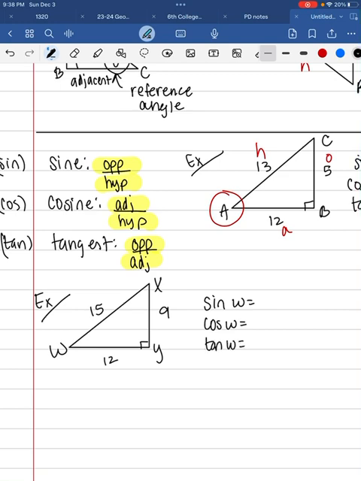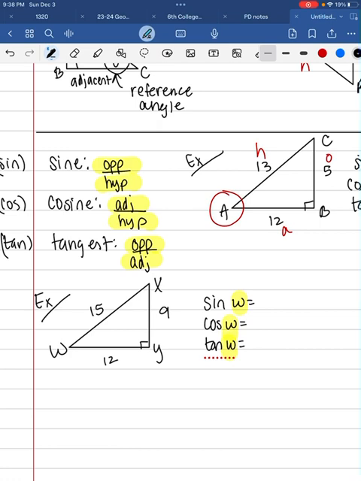Remember, your reference angle is in the question, so your reference angle will be W. So now we're going to pause it, try to label them, find the fractions. If they simplify, simplify them. All right, hopefully you had enough time to get those answers.